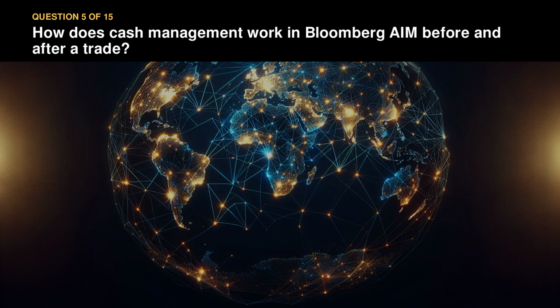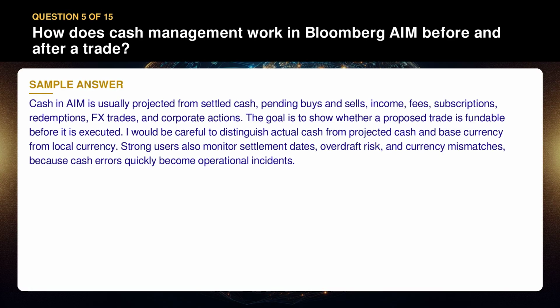Question 5. How does cash management work in Bloomberg AIM before and after a trade? Cash in AIM is usually projected from settled cash, pending buys and sells, income, fees, subscriptions, redemptions, FX trades, and corporate actions. The goal is to show whether a proposed trade is fundable before it is executed. I would be careful to distinguish actual cash from projected cash, and base currency from local currency. Strong users also monitor settlement dates, overdraft risk, and currency mismatches, because cash errors quickly become operational incidents.